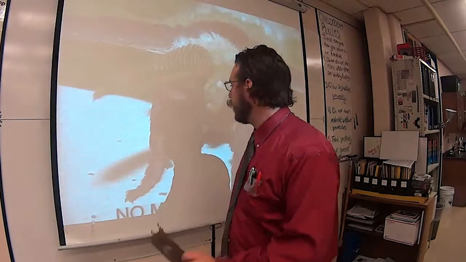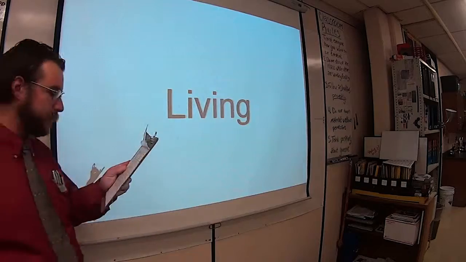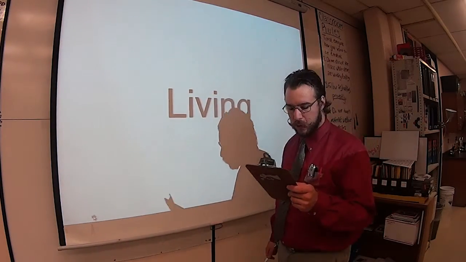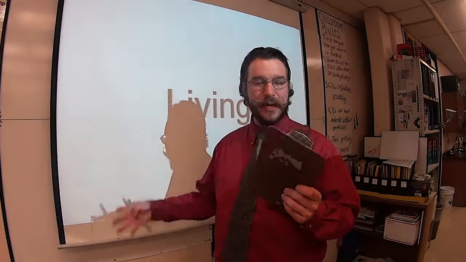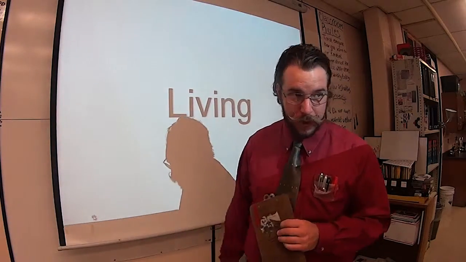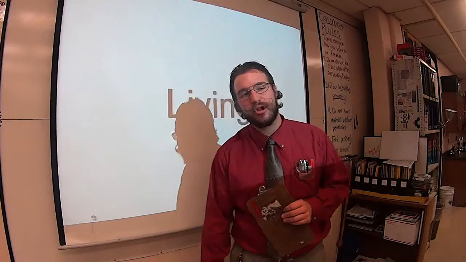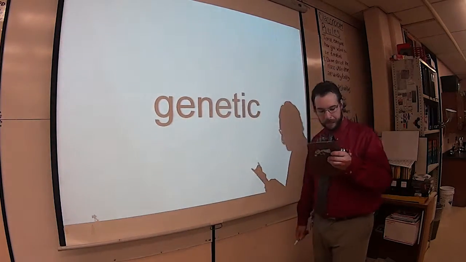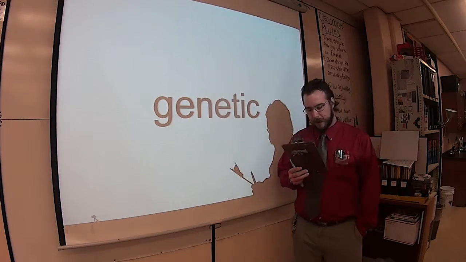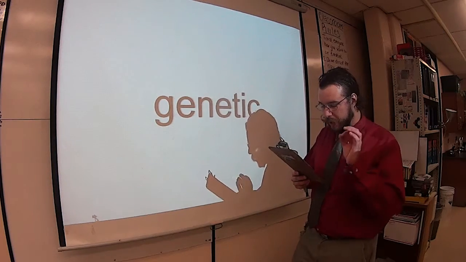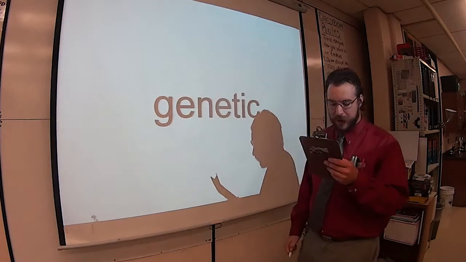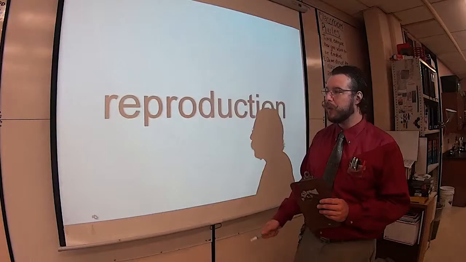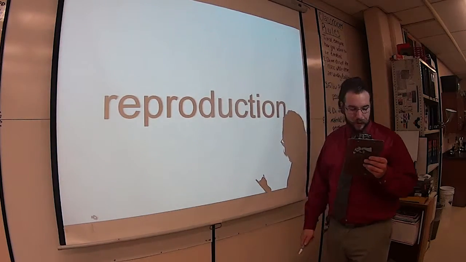people don't even understand. Living things all share a specific blank code. The blank has to do with that material that gets passed down from the paragraph above. Yeah, the material starts with the letter G, that's right. Genetic. Living things all share a specific genetic code. This code is passed down during the what? Yeah, during the making more of itself, during the reproduction. Genetic code is passed down during reproduction.